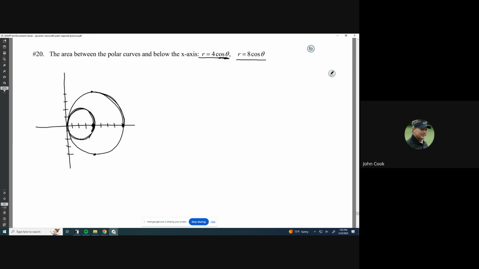Okay. So the area between the polar curves and below the x-axis, what I'm interested in is this area right here. Between the 2 curves would be outside of this one and inside of the outside one. And then below the x-axis is this stuff. So it's just this interval, or this area right here.